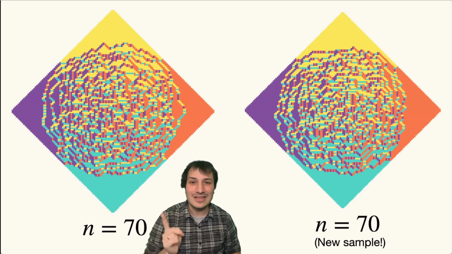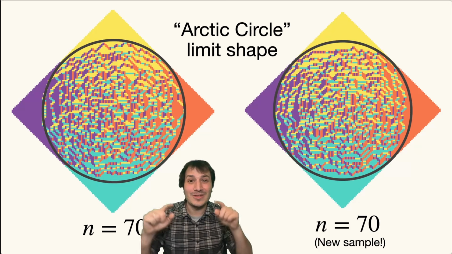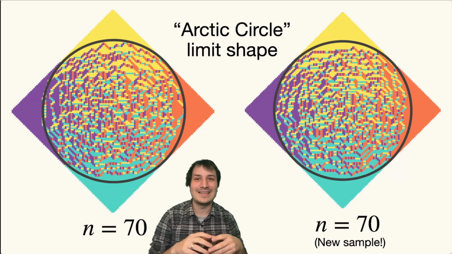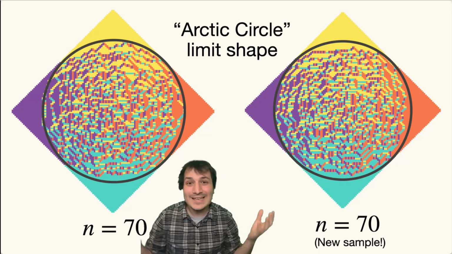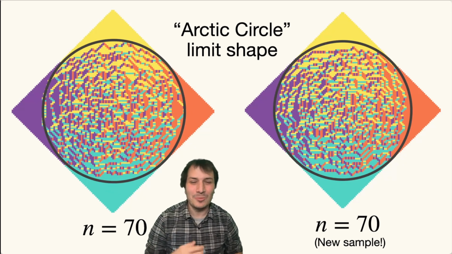So when n equals 70, it sort of looks like this. And you start to notice this sort of circular region in the middle, which some people call the Arctic Circle. And there's a nice theorem called the Arctic Circle theorem that says the ways the dominoes tile kind of converges to this circular region. So I'm working on another video about this.